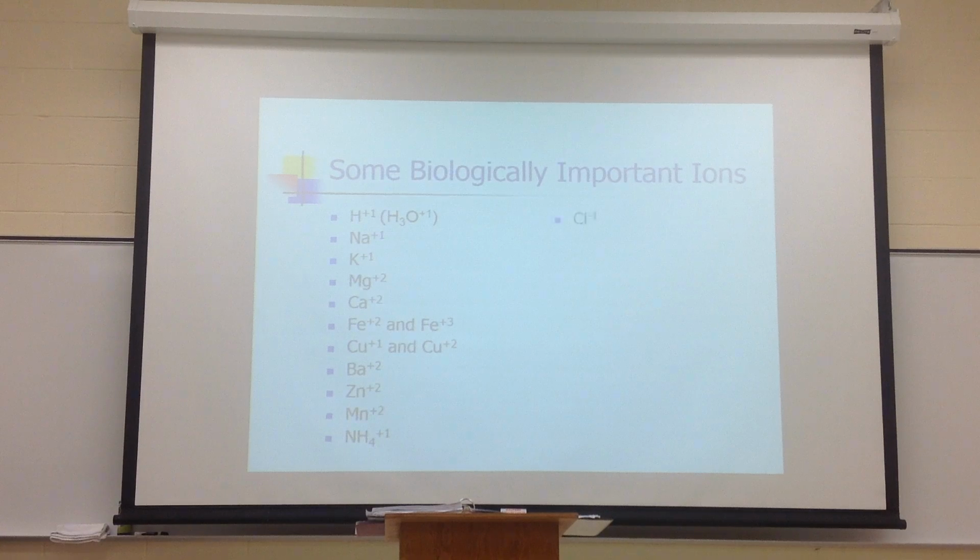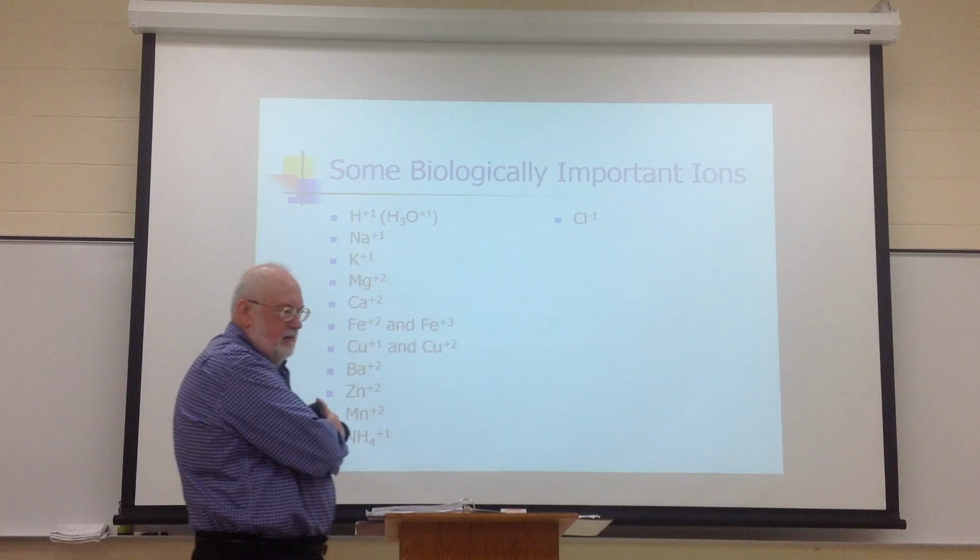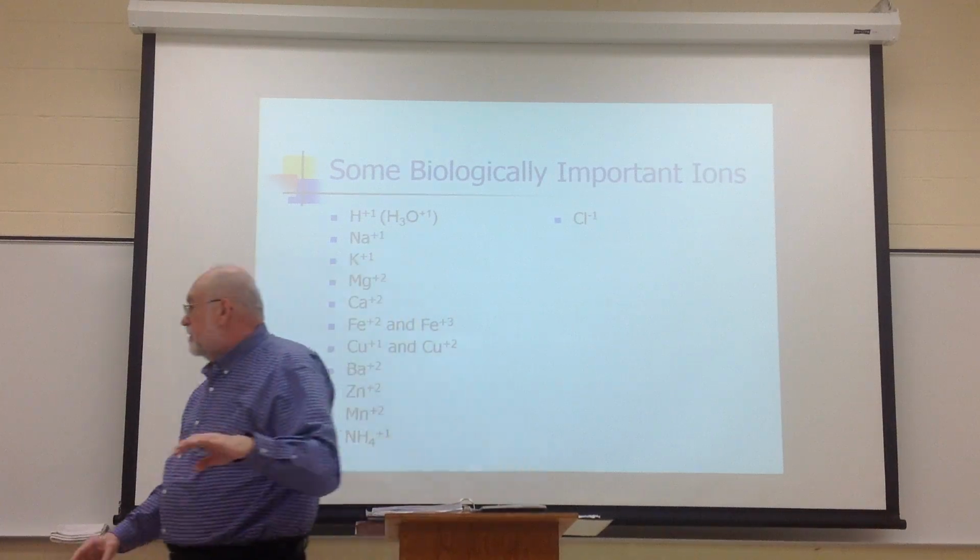Okay. Now, chloride. That's a monoatomic anion. Monoatomic. Why is it monoatomic?